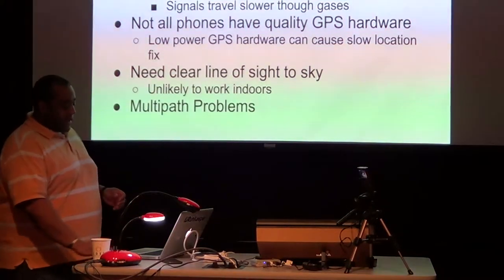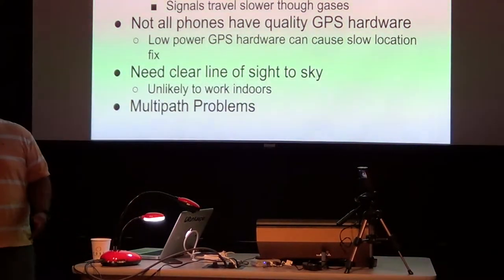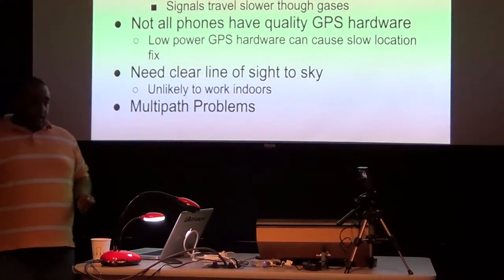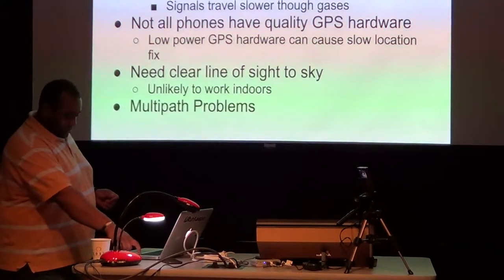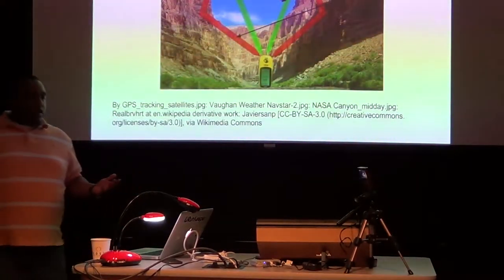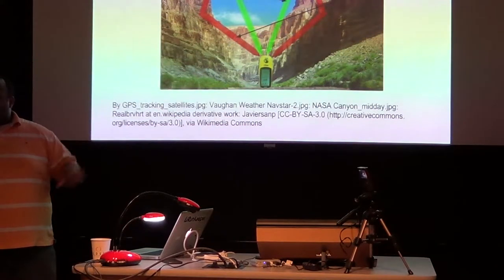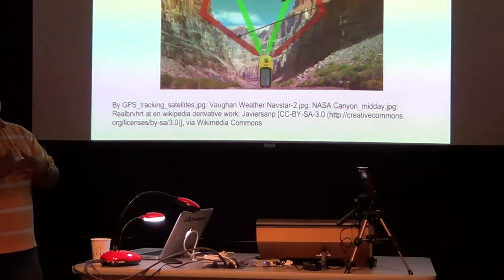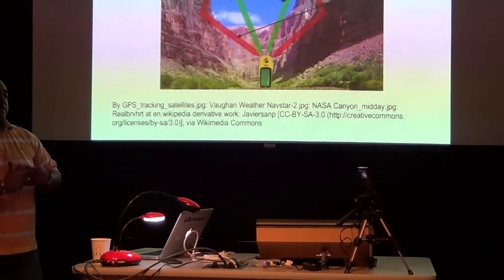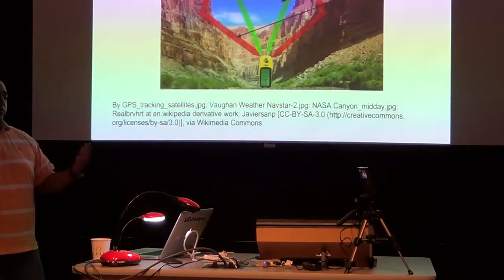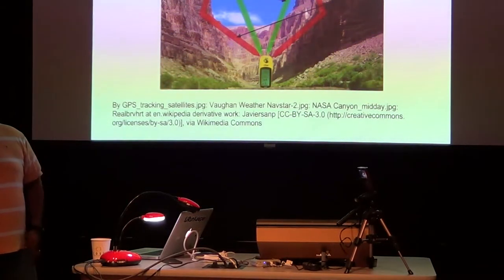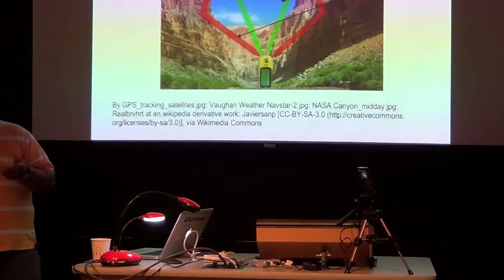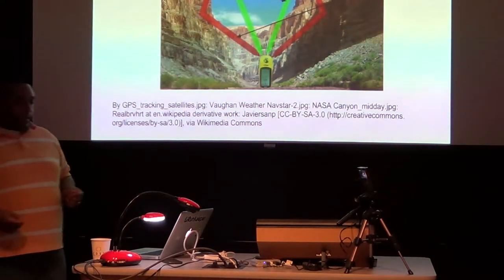Also, a big problem with GPS is you need a clear line of sight to the sky, so it's unlikely to work indoors. In a city like Boston or any urban area, you have what we call multipath problems. The multipath problem is when the data from the satellite to the receiver takes two different paths to get from point A to point B. Since we're relying on timing to make these calculations, if signals are bouncing off buildings or canyons or whatever, they take a different path, and therefore it takes a different amount of time for the data to travel, and that just causes the GPS to go haywire. So if you're ever in a city and your GPS is jumping, it could very well be because of multipath.